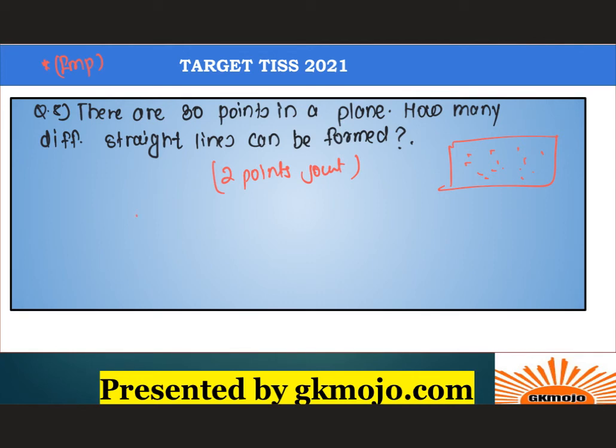So from 30 points, right? These 30 points, we need to select 2 points to get a straight line, which can be done in 30C2 ways, right? Or to solve this, I will simplify this. It will be 30 into 29 upon 2 into 1, right? And finally you get the answer as 435, which would be your correct answer.